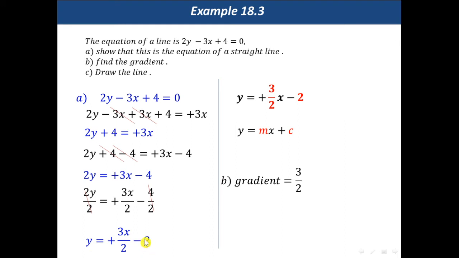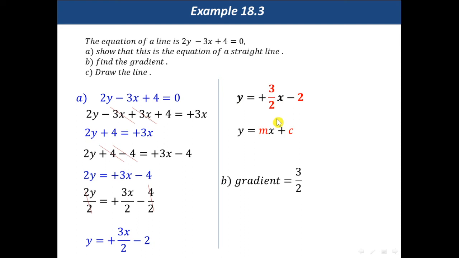Now this formula, what I reached now, looks like this one here, correct? I have the y alone on the left side, I have here something multiplied by x, which is the slope, and I have a constant at the far right side, which is minus 2, which represents the intercept of the line with the y-axis. So now I transformed this equation to this equation, which is similar to this general line equation formula.